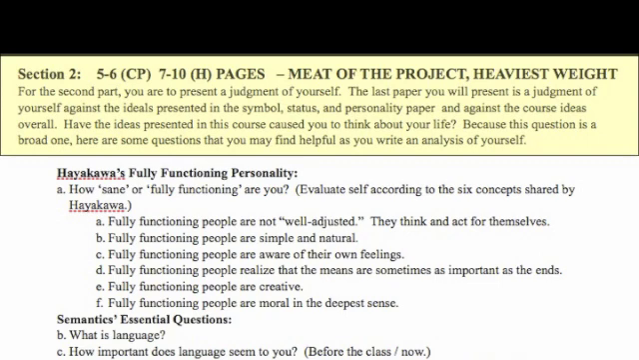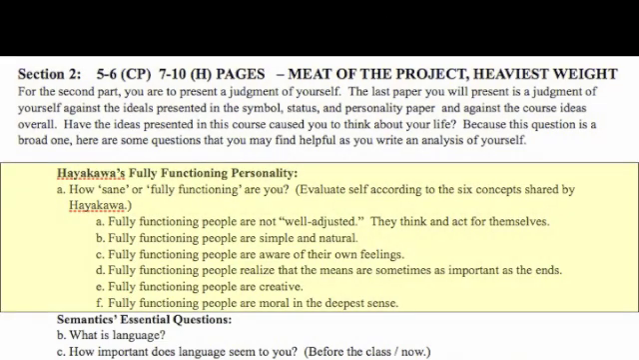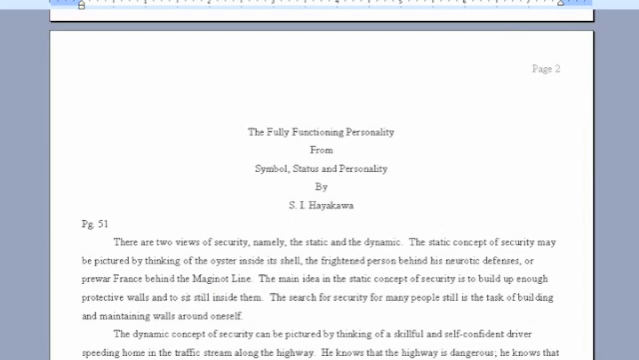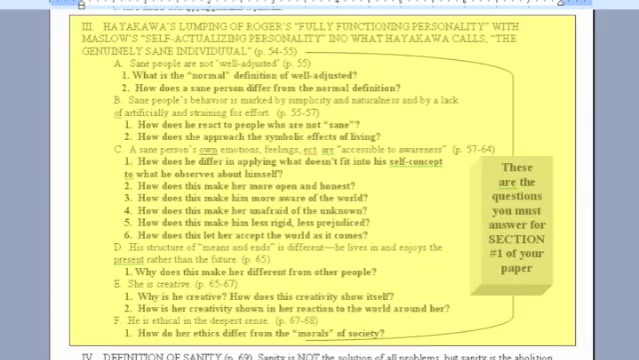So here is the prompt. For the second paper, you are going to present a judgment of yourself. You will be evaluating the entire course and yourself, basically asking if the ideas in this course have caused you to think about your life. Because it's broad, I have a number of questions down the bottom for you to help analyze yourself. The first question is going to be about Hayakawa's fully functioning personality essay, and the questions that you answered on the section 1 paper will now be used to evaluate yourself. So that paper that you have previously written on A1, A2, B1, B2, now you use that in order to talk about yourself. You basically answer how you rank.